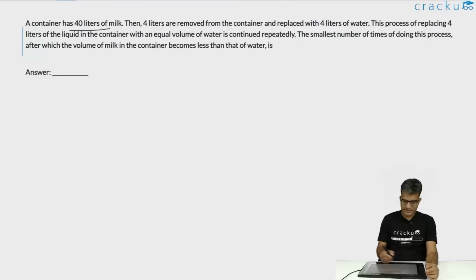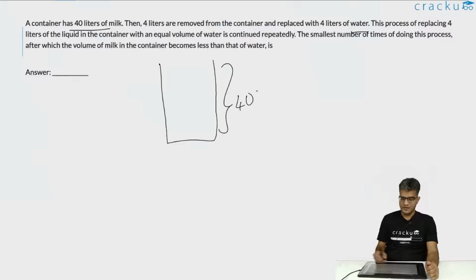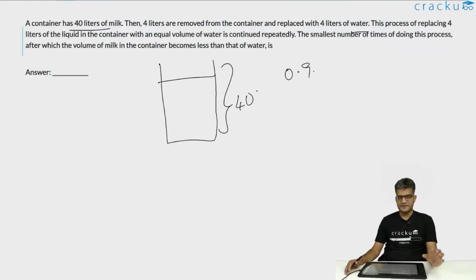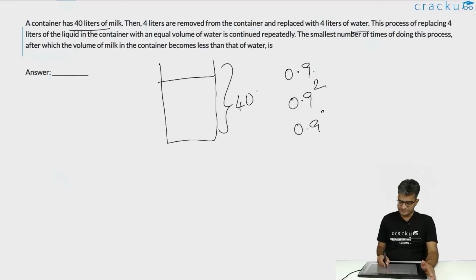In this question, we are told that there is a container which has 40 liters of milk. First 4 liters is removed from the container and replaced with water. Then another 4 liters of liquid is removed from the container and replaced with water, and so on. This continues. Now we know that initially this is 40 liters of milk. Now 4 liters is removed and replaced with water. So the percentage of milk becomes 0.9 into 100, which is 90%. Once this process is repeated 2 times, the fraction of milk becomes 0.9 whole square. Once this is repeated 3 times, it becomes 0.9 whole cube.